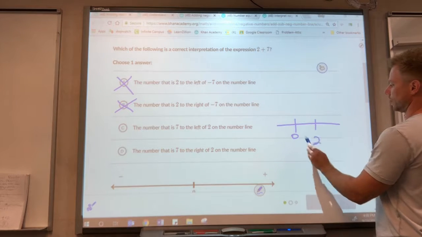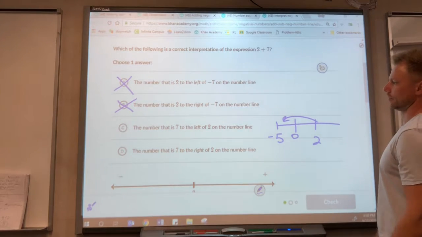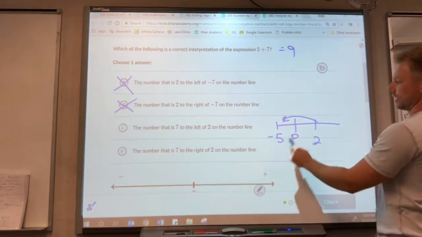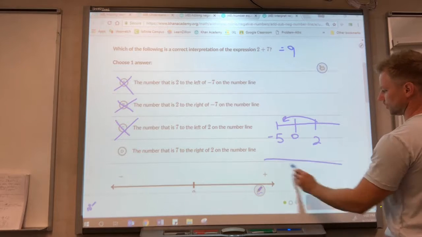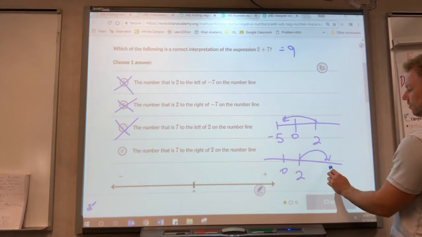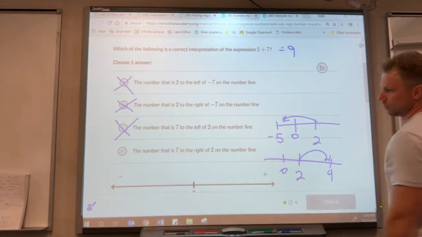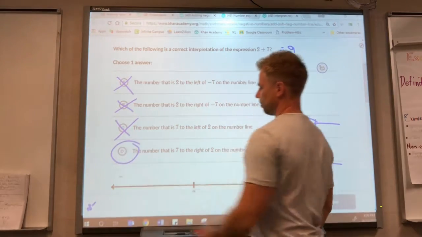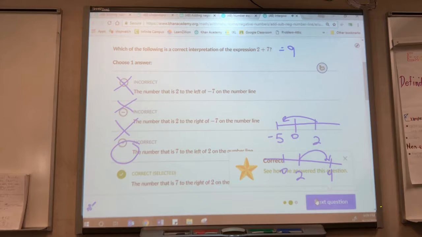Is it the number that's 7 to the left of 2? Well, if we draw a quick number line, if we're at 2 and we go 7 to the left, that's going to bring us to negative 5, which 2 plus 7 is 9. It's not going to be negative 5. So that one's not right. The number that is 7 to the right of 2, if I draw another number line quick, if we go to the right 7, that's going to bring us to 9, which is exactly what that equals. So yes, it would be D. The number that is 7 to the right of 2 on the number line. Try another one of those.